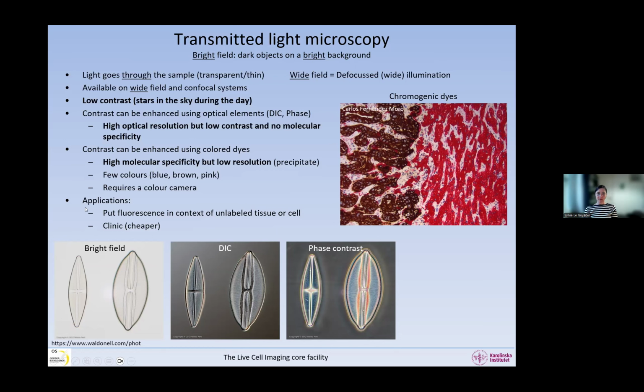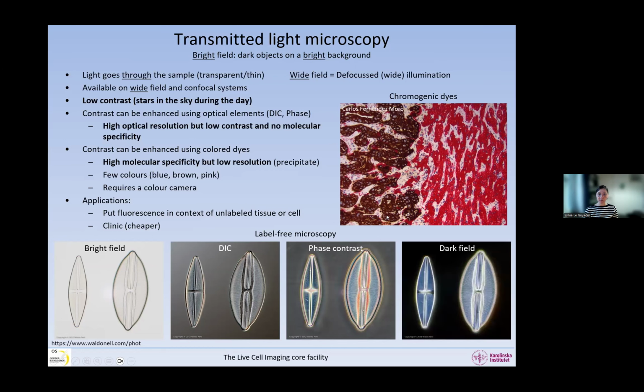And so what are the applications? Transmitted light imaging is excellent to put fluorescence in the context of an unlabeled tissue or a cell. In fluorescence, you only see what you're labeling. So you will be able to see the context with transmitted light imaging. So that is very good. It's also used a lot in the clinic. It's a rather cheap technique. So these are all label-free. This is all label-free microscopy, whereas this one is labeled.